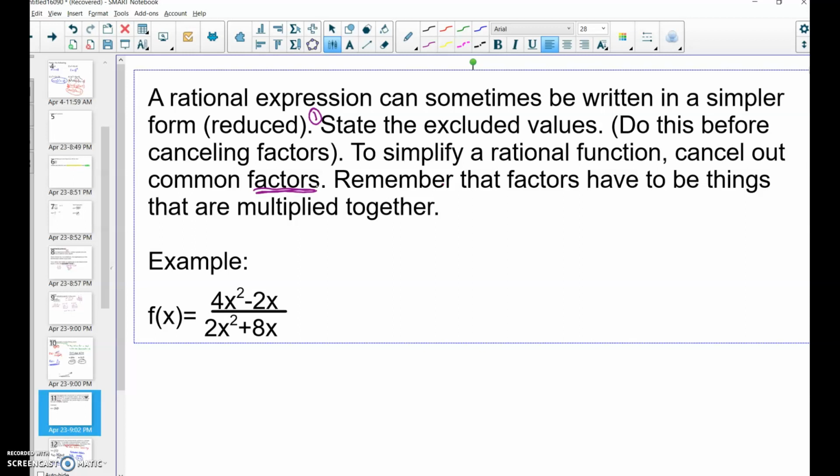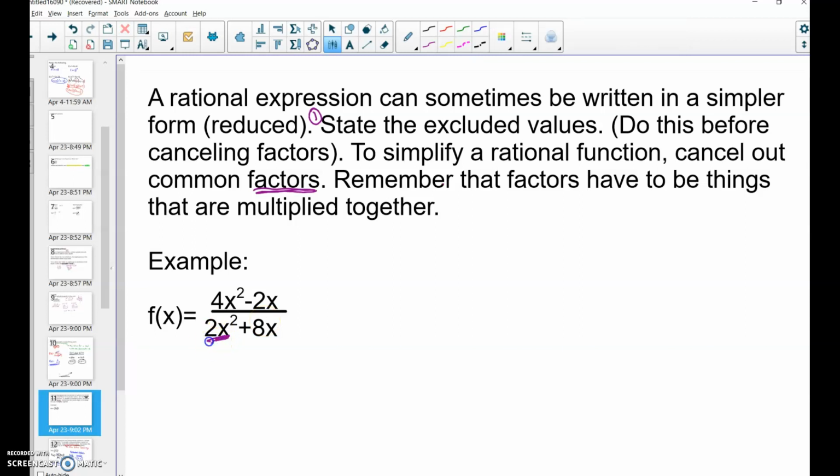Or do factoring difference of perfect squares, factoring trinomials, anything that you were practicing earlier in some of the videos. Factors have to be multiplied together. So if we're looking at this example here, 2x squared on the denominator and 8x are not factors because they're being added together. The 2 and the x squared are factors because they're being multiplied. So first we want to state excluded values, and then we want to cancel out common factors.